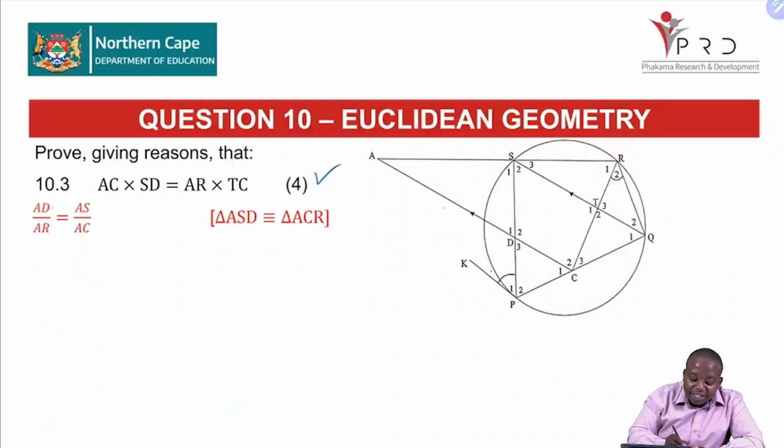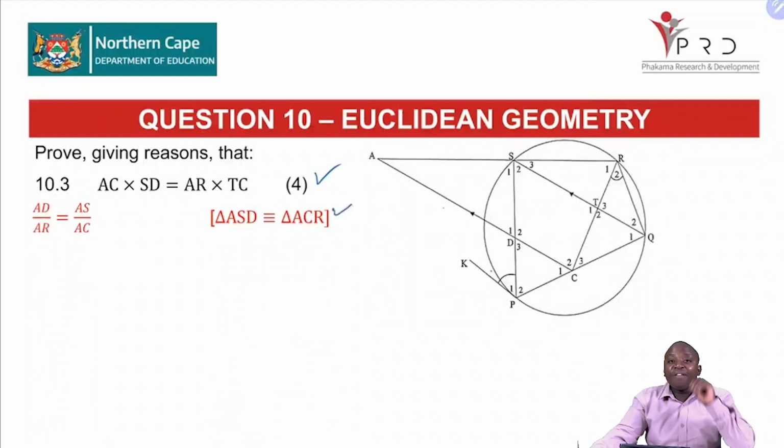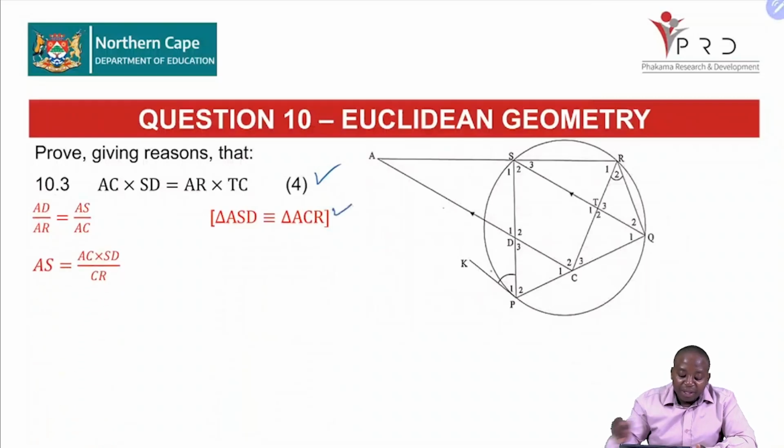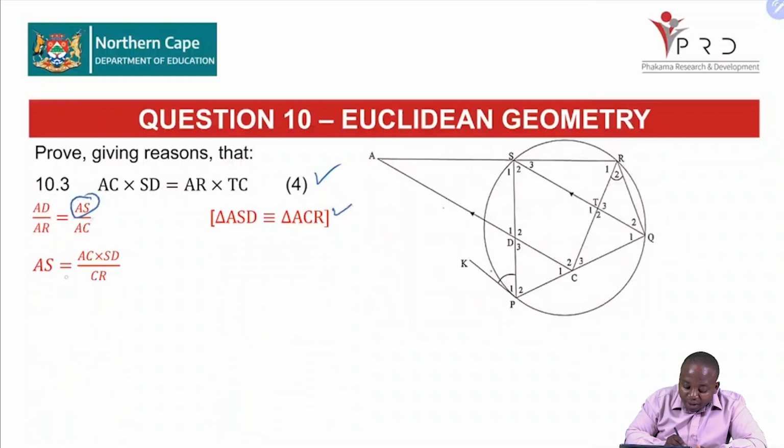Remember, we've proven that AD over AR is equal to AS over AC, which is the proportionality proven in a previous question. Even if we were unable to prove this proportionality, we can make conclusions from that proportionality and draw them on this question. Number two, what can we do? We can make AS the subject of the formula. Then AS is equal to AC times SD over CR. So that is what we're also going to work with.